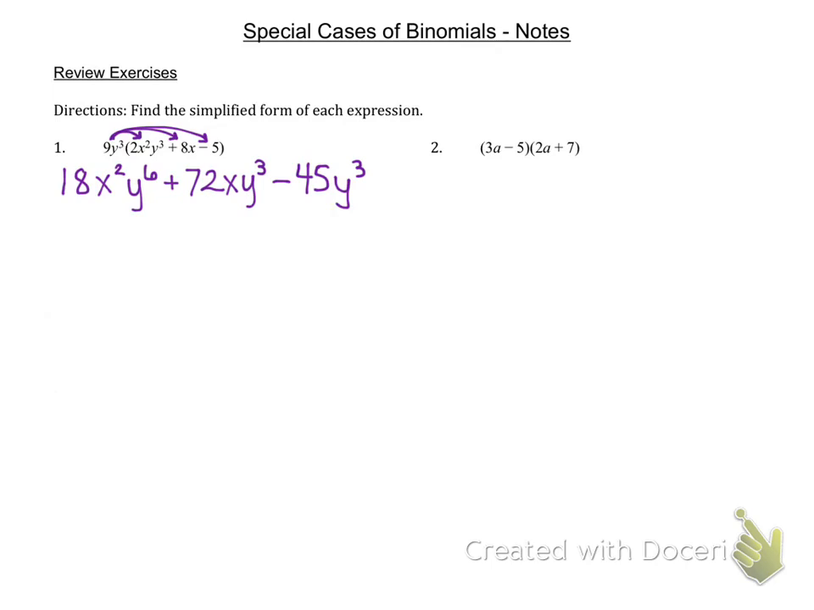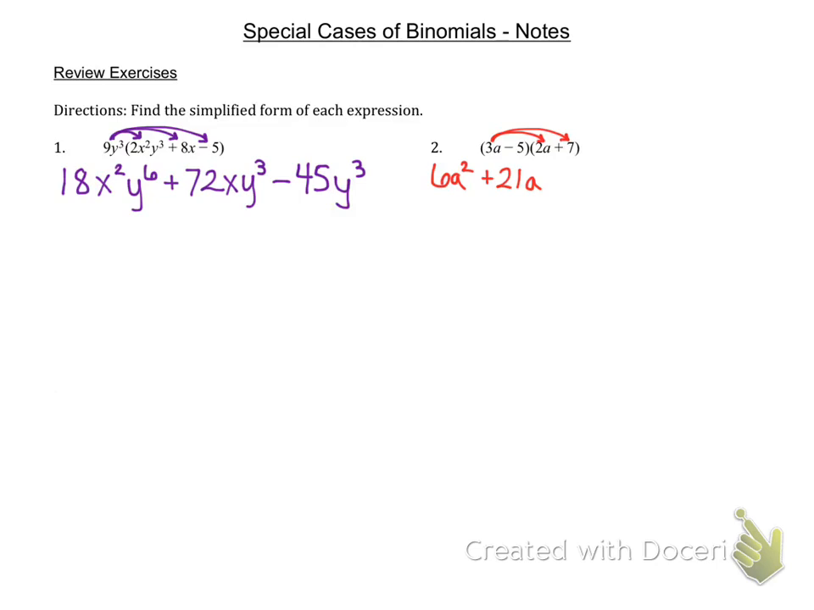Number 2, for this one I'm going to multiply these two binomials. I'm going to do it using the distributive way with the arrows. If you'd rather draw a box and use the box method, you can also do that. So first I'm going to multiply 3a by everything in the second set of parentheses. So I have 3a times 2a is 6a squared. 3a times a positive 7 is a positive 21a.